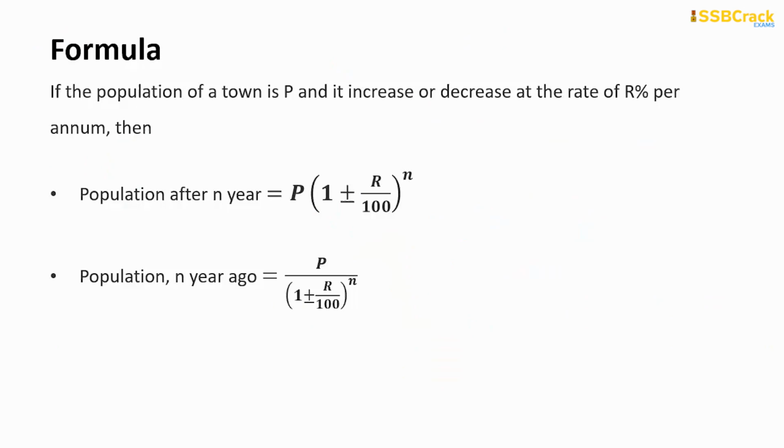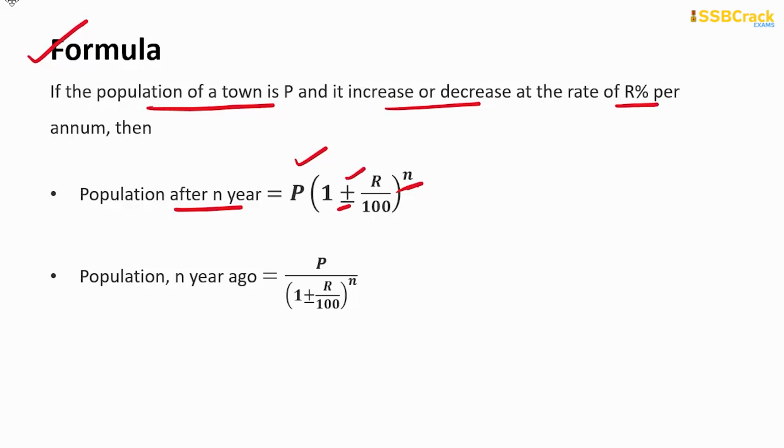Now coming to the next formula. The next formula is based upon the population. If the population of a town is P and it increases or decreases at the rate of R% per annum, then the population after n years will be given by P into (1 plus-minus R by 100) to the power n. When the population is increasing, we have to take the plus sign, and when it is decreasing, we have to take the negative sign.